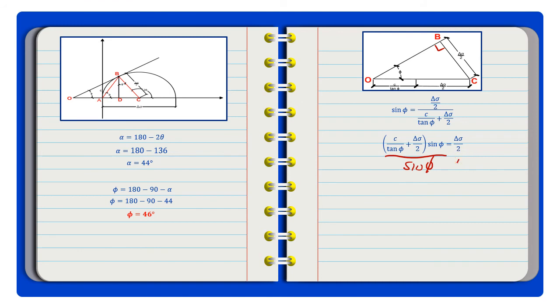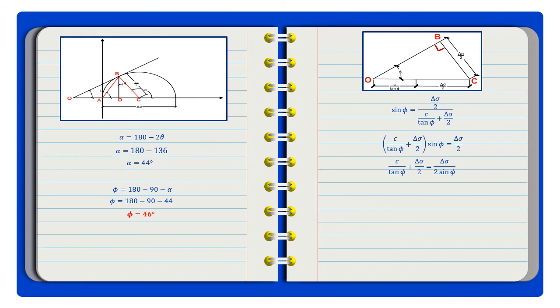That one will yield an equation: C over the tangent of phi plus delta sigma over 2 is equal to delta sigma over 2 sine of phi.